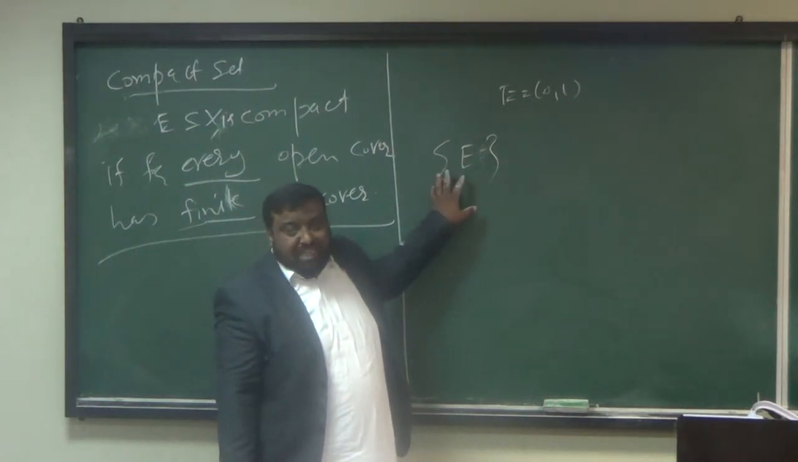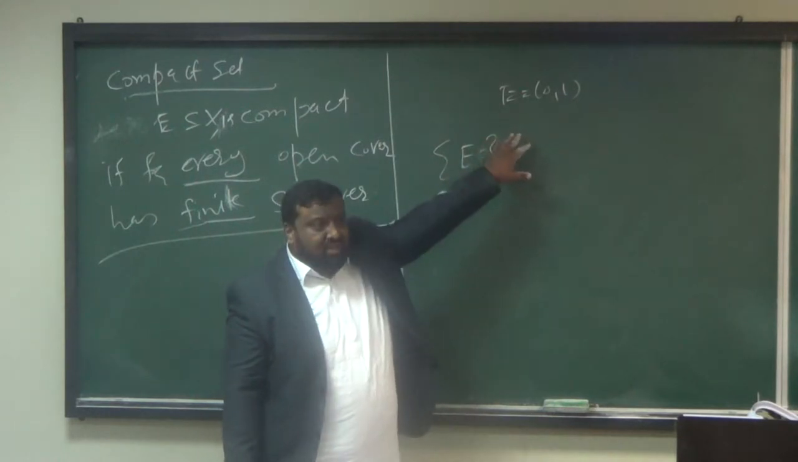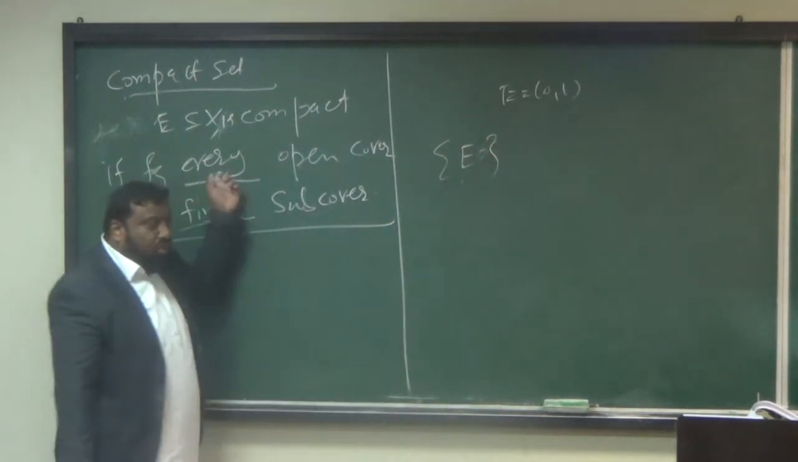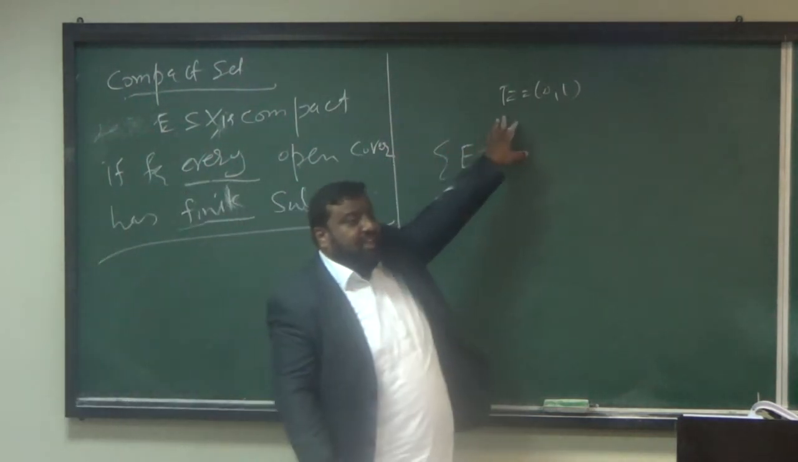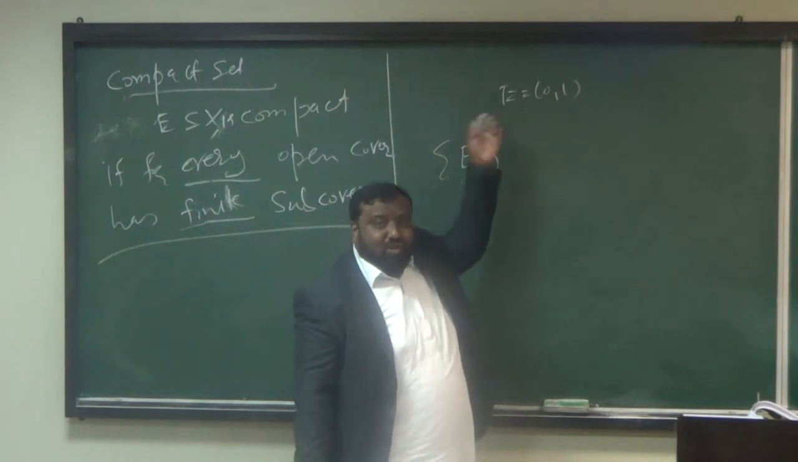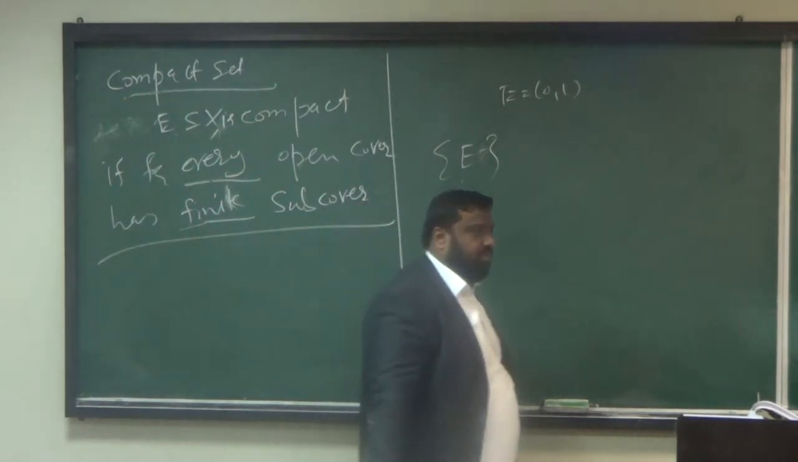But that's just one cover of 0 to 1, while here the claim is about all open covers. You take any open cover of this set E, if it is really compact, you can always find a finite subcover. Sir, is E a compact set?